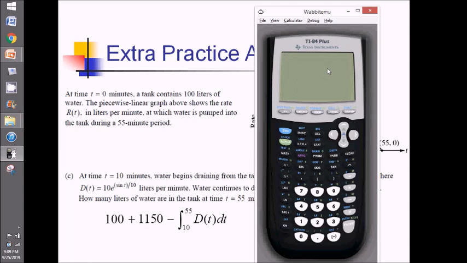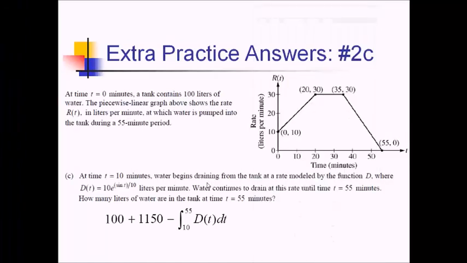And then quitting out of that, I've got 100 plus 1,150 minus, and now I'll math 9 this thing, integral from 0, no, not 0, from 10. It's usually 0, but now it's 10, from 10 to 55 of, and I'll do alpha trace y1 to pull up my d function, and we'll make that dx. All of that's going to come out to approximately, it's taking it a while. There we go, 799.725, and that is going to be liters.